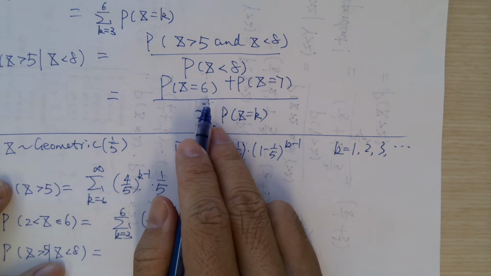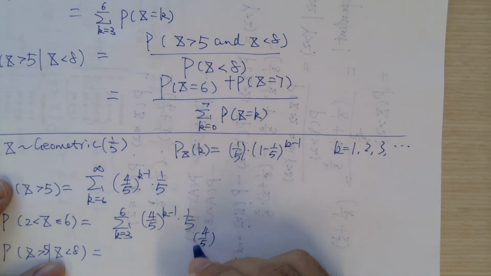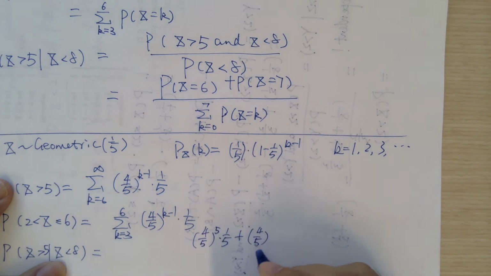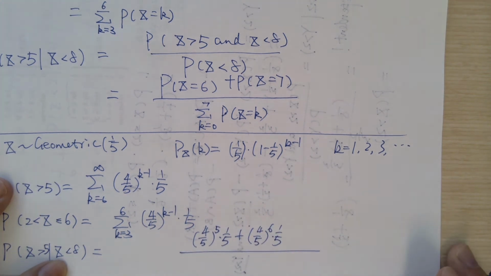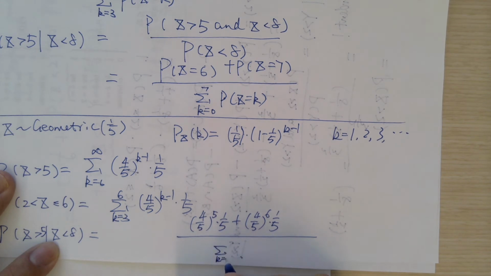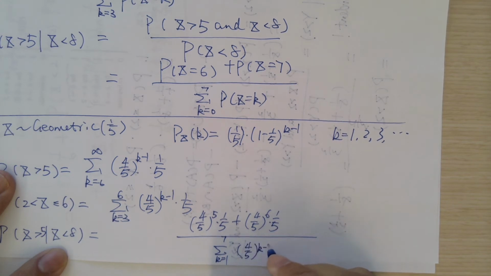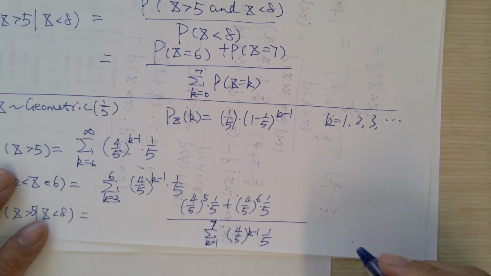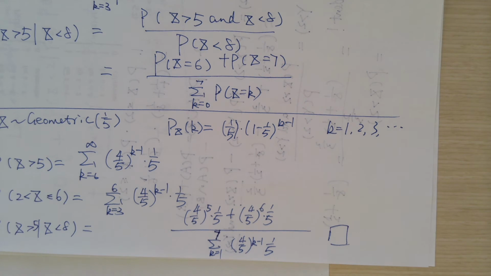So the probability when X equals 6 is 4/5 to the power of 5 times 1/5, plus 4/5 to the power of 6 times 1/5, and then over the bottom one, which is the summation when k equals 1 to 7 of 4/5 to the power of k minus 1 times 1/5. So this is 7. Okay, so that's the first piece. Again, there's really no need to do the calculation.